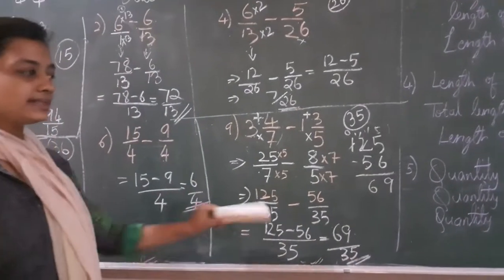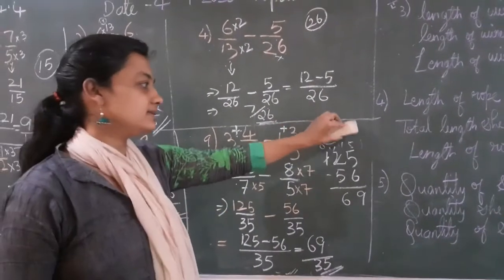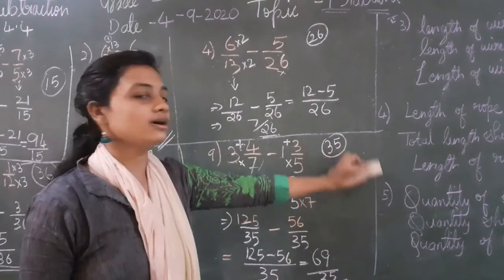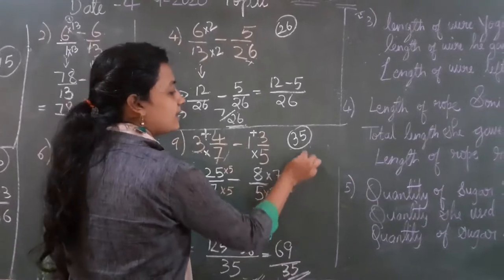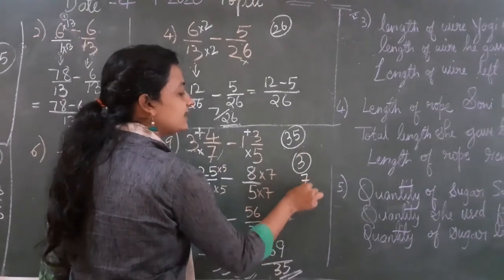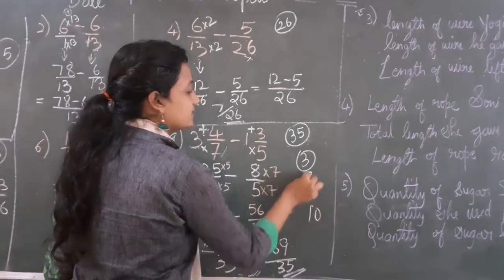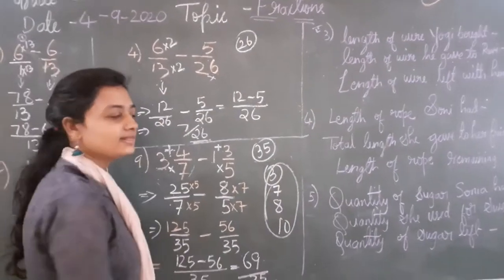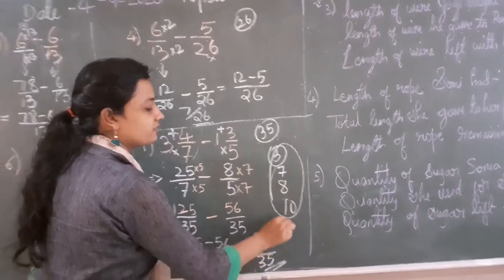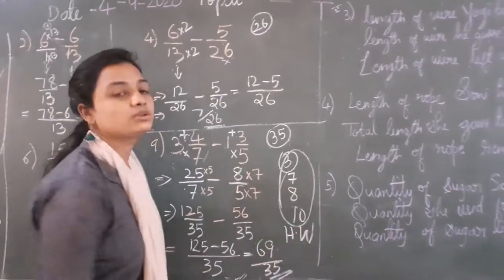So I have not done the 10th sum. You have to practice it in your homework book. So what are the sums for homework here? Third sum and 7, 8, 10 sums. These 4 sums are for homework. You have to write it in your homework book.